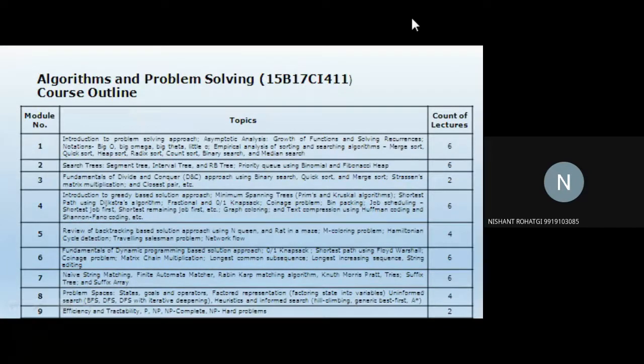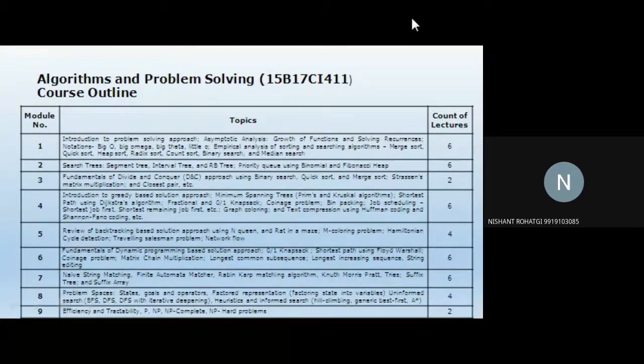Then we have the search tree. When we are talking about algorithms, along with that we also talk about the data structures which are used. Data structures also play a very important role along with the algorithms, because the kind of data structure we use for the storage of the data plays an equally important role.